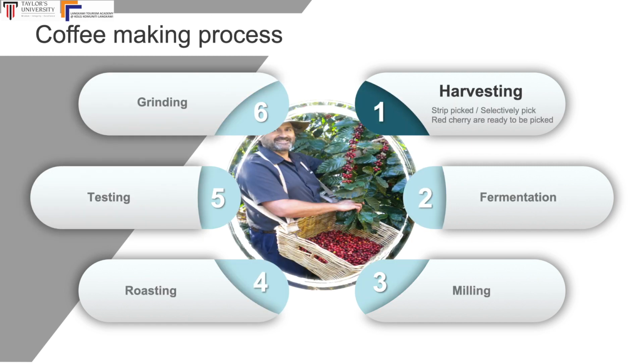Step 1. Harvesting. There are 2 main methods of harvesting. The first one, strip-picked, will be using a machine to collect all coffee fruits from the coffee tree at once, and the selective picked, which will focus on collecting only ripe coffee fruits by hand.